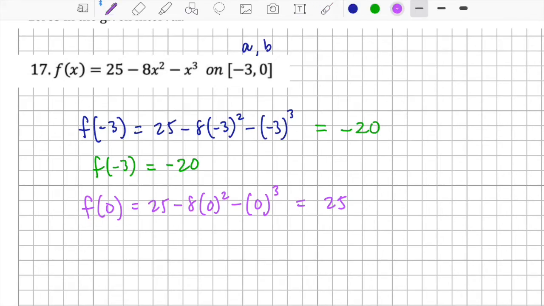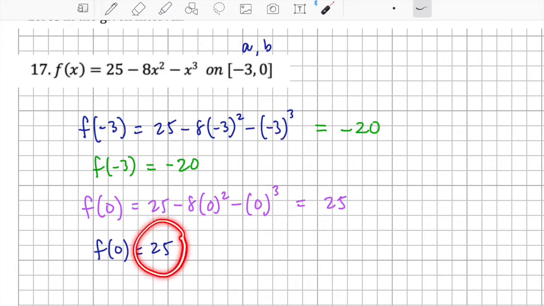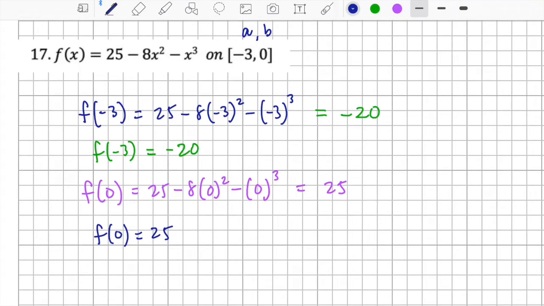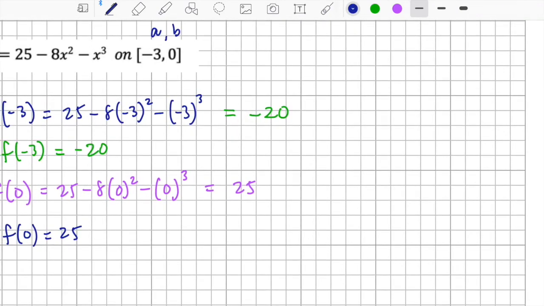Now notice that f of 0 is 25. So what's happening here is this. Since f of negative 3 is negative 20, and f of 0 is positive 25, we can say this.